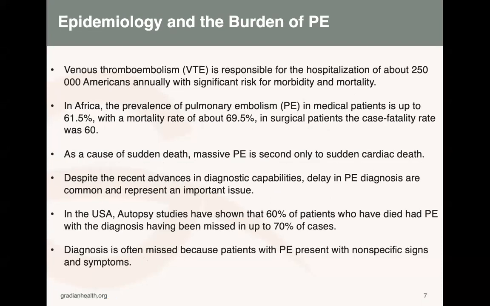So, epidemiology and burden of pulmonary embolism. Literature shows that venous thromboembolism is responsible for hospitalization of about 250,000 Americans annually, with a significant risk for morbidity and mortality. Studies in Africa show that the prevalence of pulmonary embolism in medical patients is up to 61.5%, with a mortality rate of about 69.5%. And in surgical patients, the case fatality rate was 60%. Massive pulmonary embolism is second only to sudden cardiac death as a cause of sudden death.